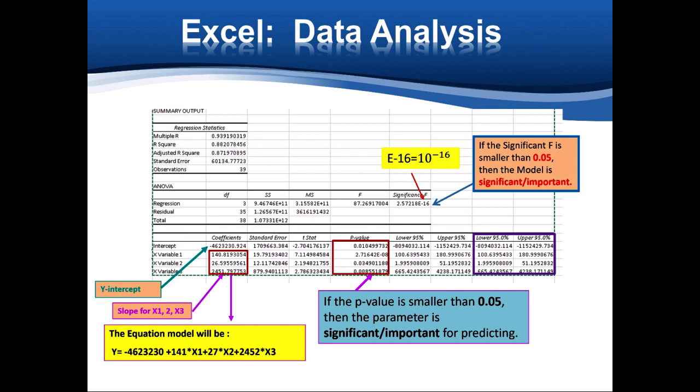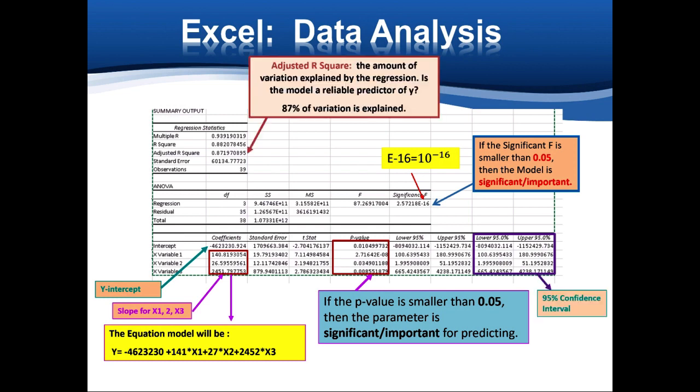In simple linear regression, we look at the R-square to see whether the model is reliable. For multiple regression, we look at the adjusted R-square instead. It is the amount of variation explained by the regression. Here, adjusted R-square is around 87%, which means 87% of variation is explained by this model, relatively high, so the model is relatively reliable.